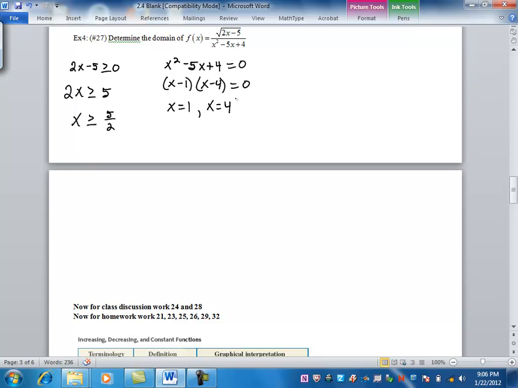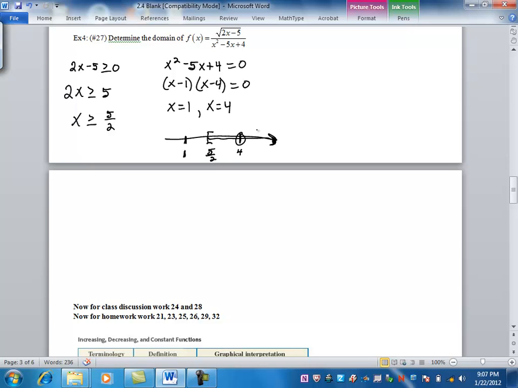Well, let's see. Let's take a little gander here. We know that x has to be greater than or equal to 5 halves. So it's got to be somewhere in here on the number line. Now 1 is over here. That's not a problem, but we know that 5 halves is 2.5, and here's 4. Well, we said that x can't be 4.